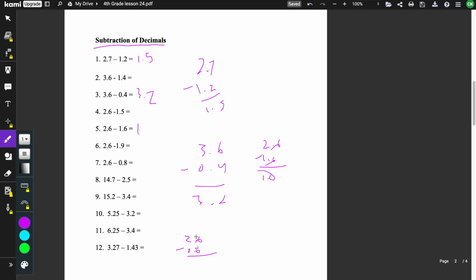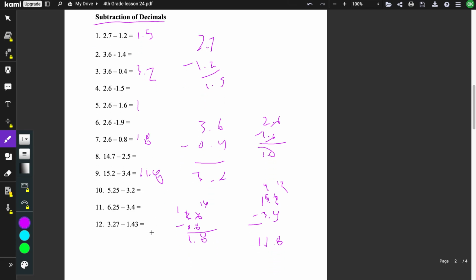That's a little bit of thinking now. And if we actually have to think about that, we just move it over. 16 minus 8, 8. And that's just 1.8. Moving on, number 9, 15.2 minus 3.4. Again, like number 7, we're just going to do the same thing. Carry it over. 12, 8, 1, 1, so 11.8.